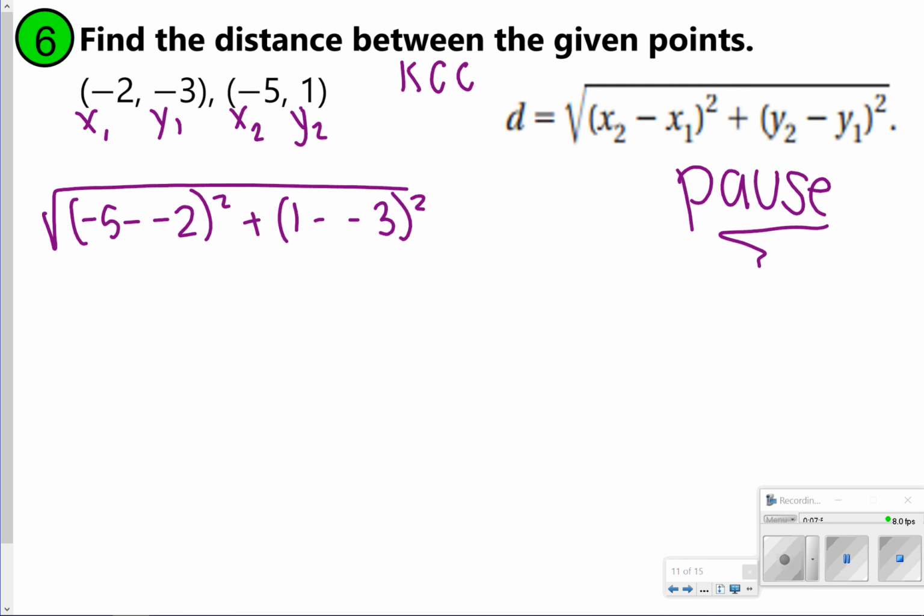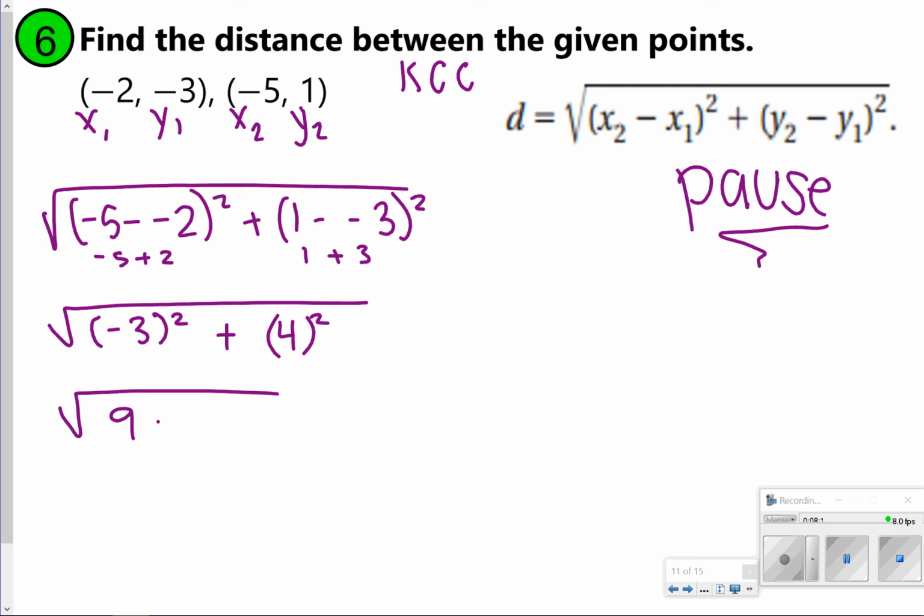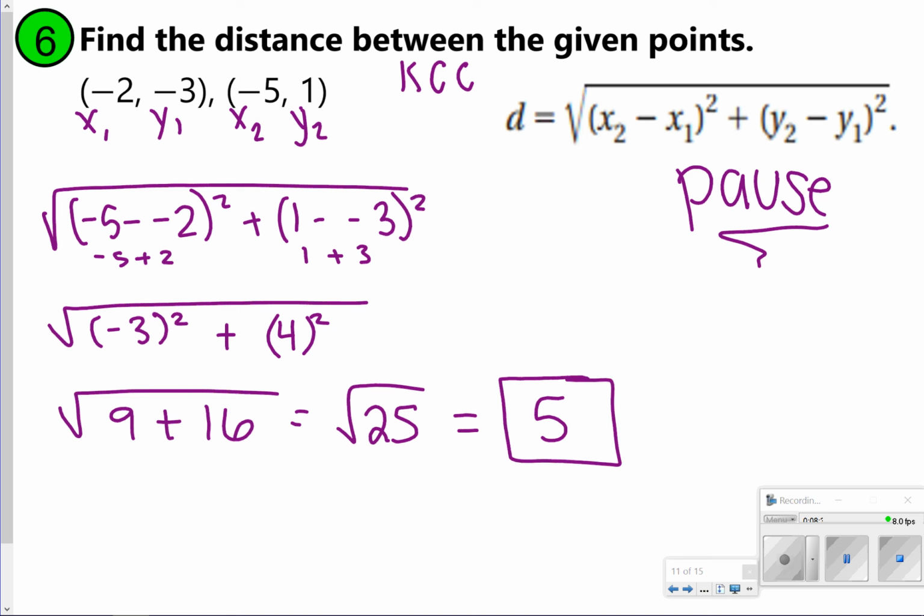Keep in mind, whenever you see negative 5 minus negative 2, that actually means negative 5 plus positive 2. And 1 minus negative 3 means 1 plus positive 3. Negative 5 plus 2 is negative 3 squared. And then 1 plus positive 3 is going to be 4 squared. I know negative 3 squared is 9, and 4 squared is 16. And 9 plus 16 actually does give me a perfect square. It's going to give me 25. I can find the square root of 25, so my answer for number 6 is equal to 5.